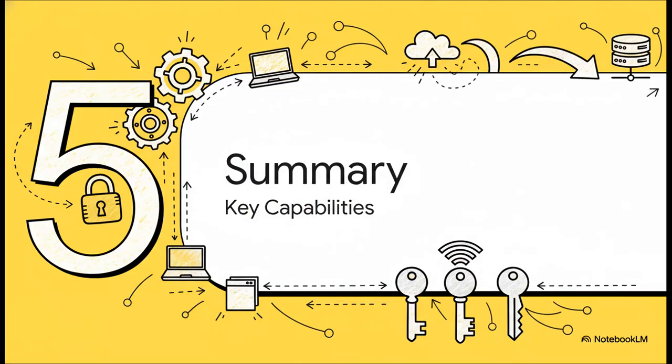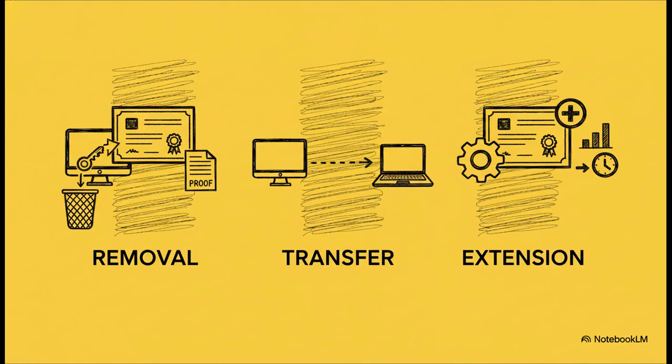All right, let's just do a quick recap and pull together everything we've talked about with these powerful license management tools. So, in a nutshell, PCGuard's remote protection gives you a complete toolkit for managing the entire life of a license after that initial activation. You can securely end a license's life with removal, you can empower your users to move it with transfer, and you can dynamically update and upgrade it with extension.